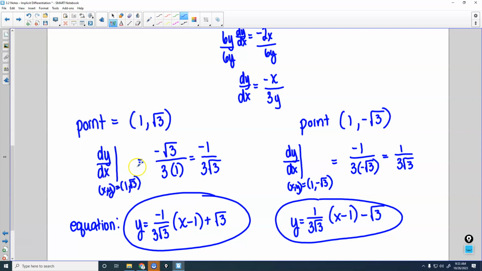Right, because you would multiply this together and get a negative 3 square root of 3, and since you got a negative 1 on top, negative 3 square root of 3 on bottom, those negatives cancel each other out. Yeah.